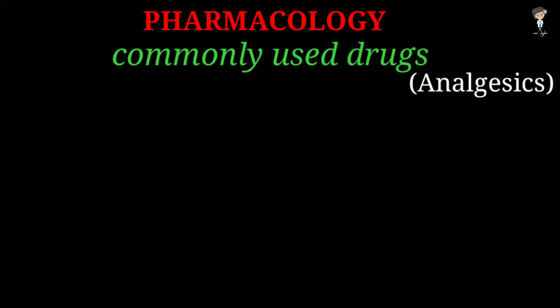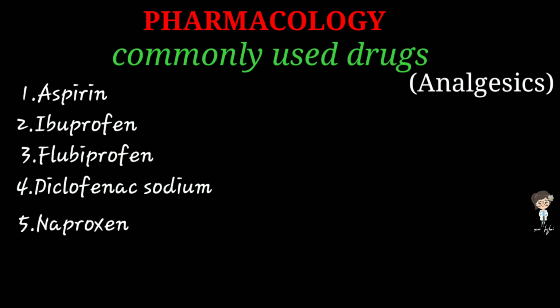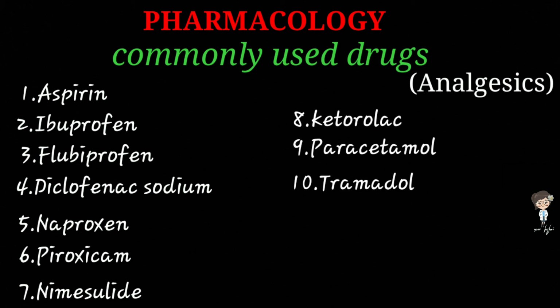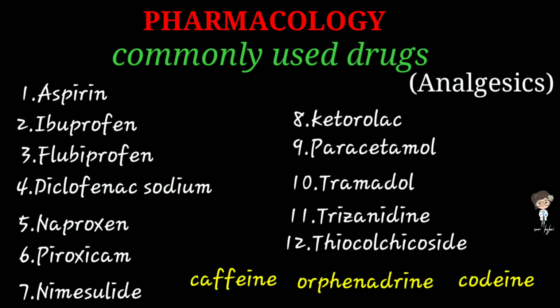Now last category is analgesics, having 12 drugs which are named as aspirin, ibuprofen, flurbiprofen, diclofenac sodium, naproxen, piroxicam, nimesulide, ketorolac, paracetamol, tramadol, tizanidine, thiocolchicoside, while paracetamol can be combined with caffeine or orphenadrine or codeine.